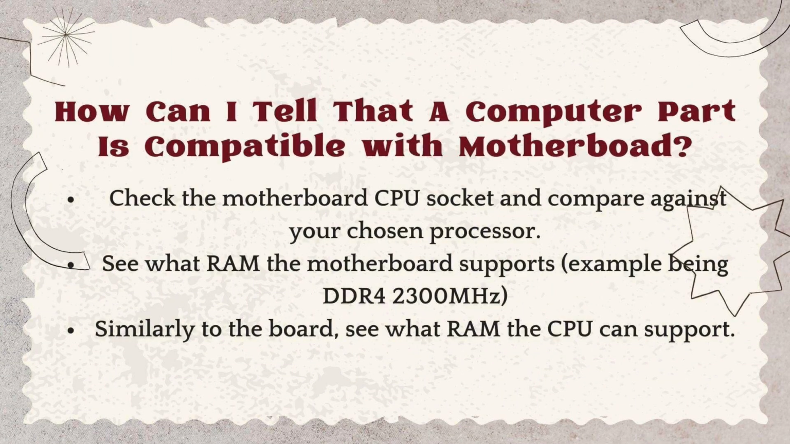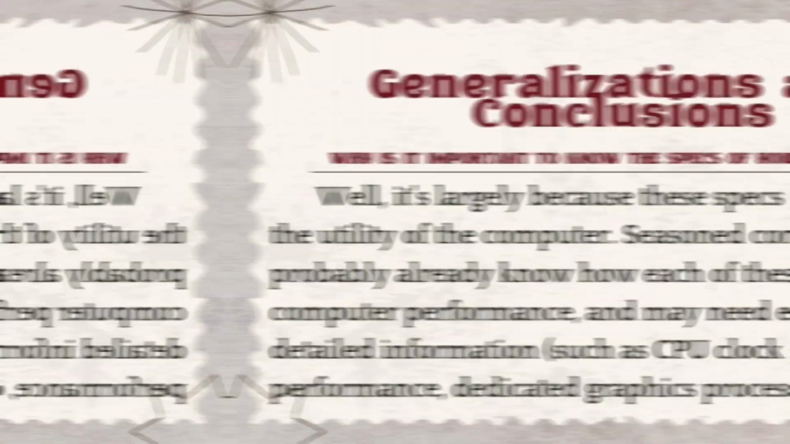How can I tell that a computer part is compatible with the motherboard? First, check the motherboard CPU socket and compare it against your chosen processor. Second, see what memory module the motherboard supports, for example DDR4 2300 MHz. And third, similarly to the board, see what memory module the CPU can support.